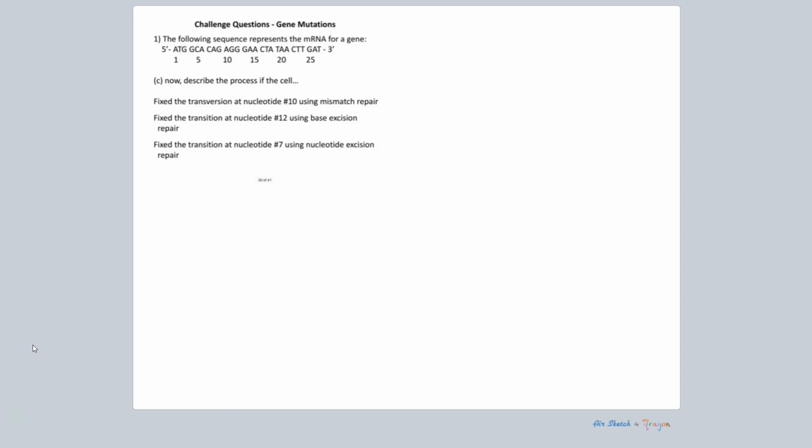So the first one says that transversion in nucleotide 10, let's fix it by mismatch repair. And mismatch repair is the first DNA repair mechanism that we talked about in the second lecture of this week. Now, if I'm told that I need to fix this by mismatch repair, I automatically know a few things about this mutation. I know that it's a spontaneous mutation rather than induced. It was caused by a cellular error as opposed to something from the environment.